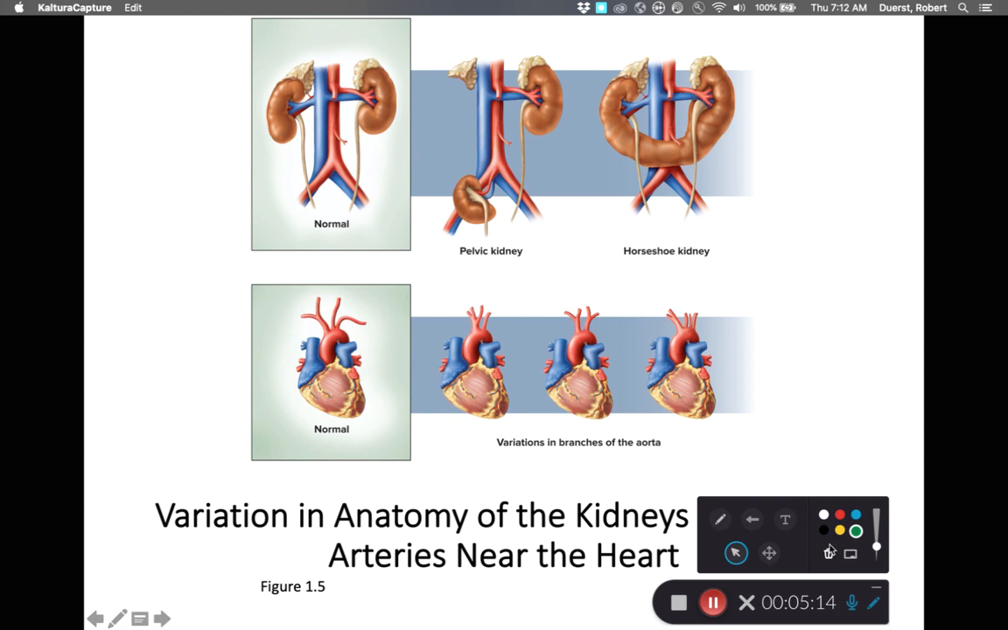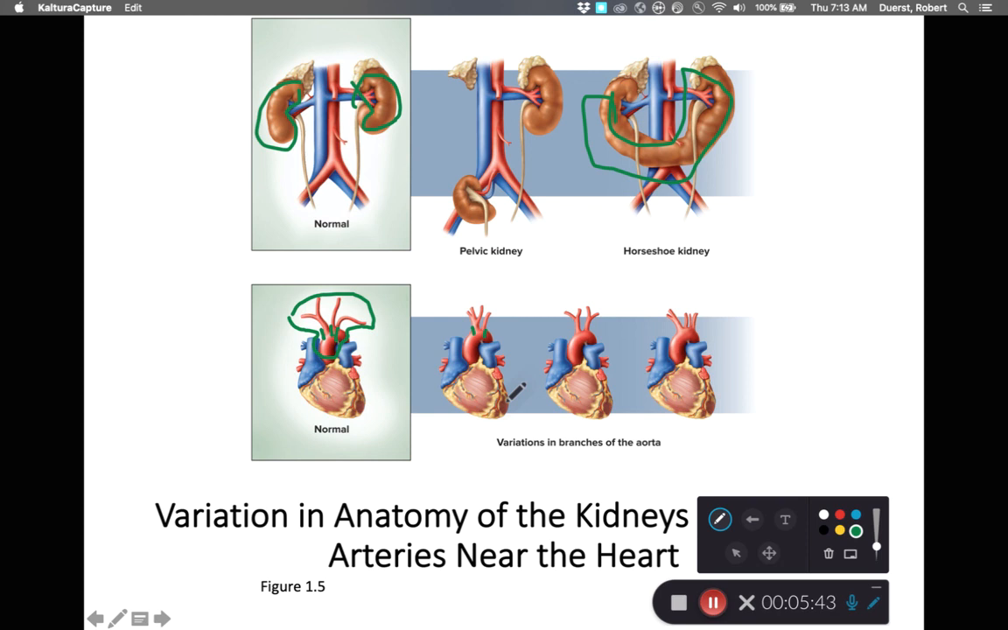So, for instance, as we look at the kidneys, normally you have two separate kidneys, but maybe if an abnormality appears, you could have different elevations, or you could have the kidneys fused together. Or, as we look at the aorta, this is the most common variation of the aorta, where we have 1, 2, 3 branches coming off of it.